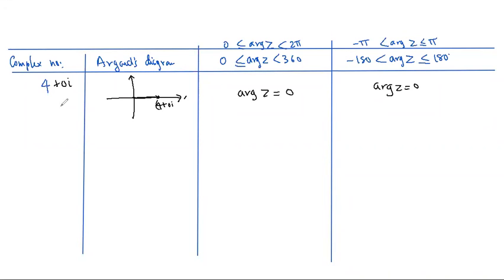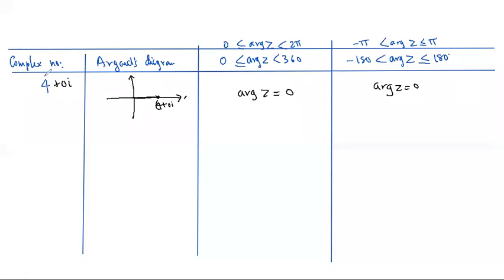So the complex number is in the first column. Then sketch the Argand diagram in the second column. What is the argument if it is from 0 to 360? What is the argument if the argument lies between minus 180 and plus 180? That's what I'm explaining to you in this table.